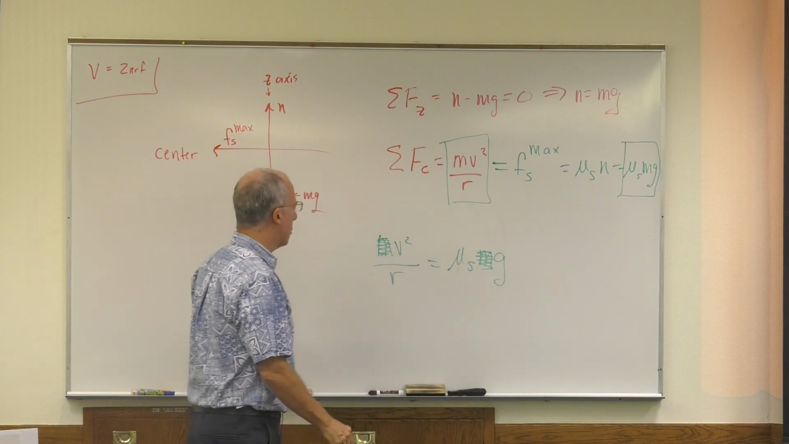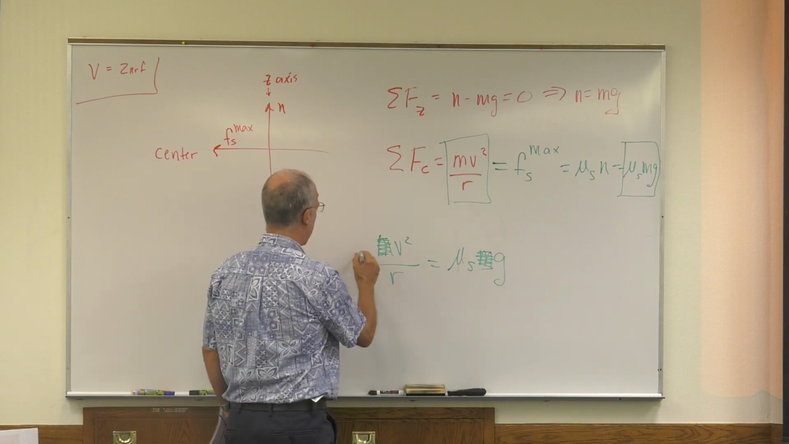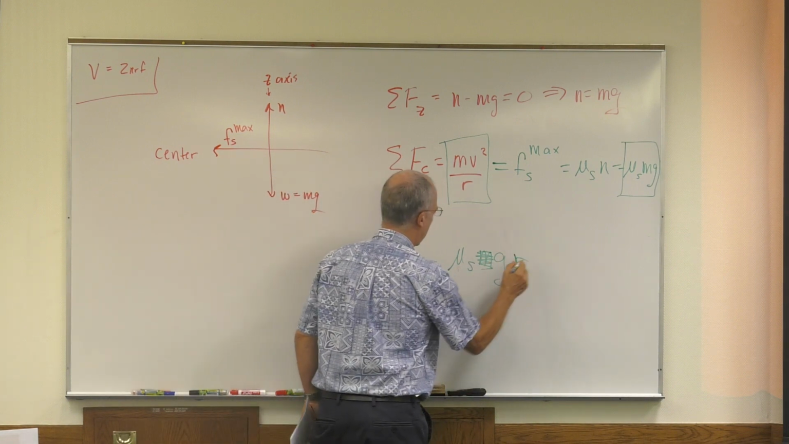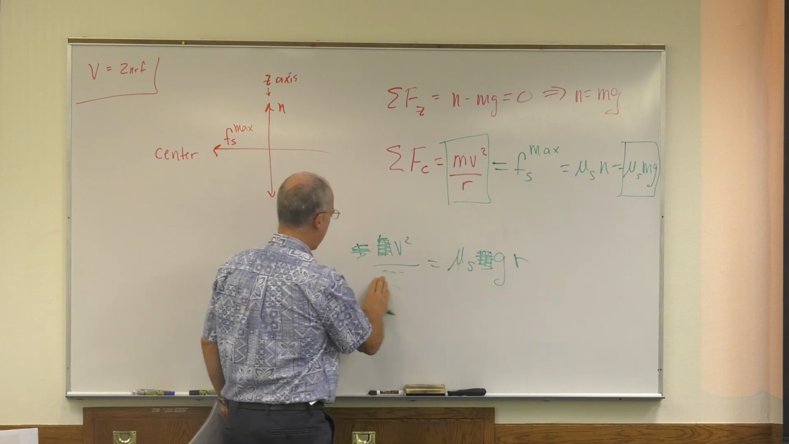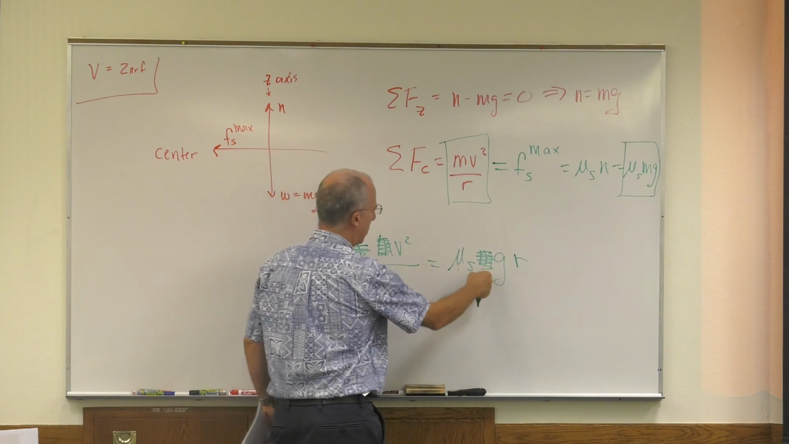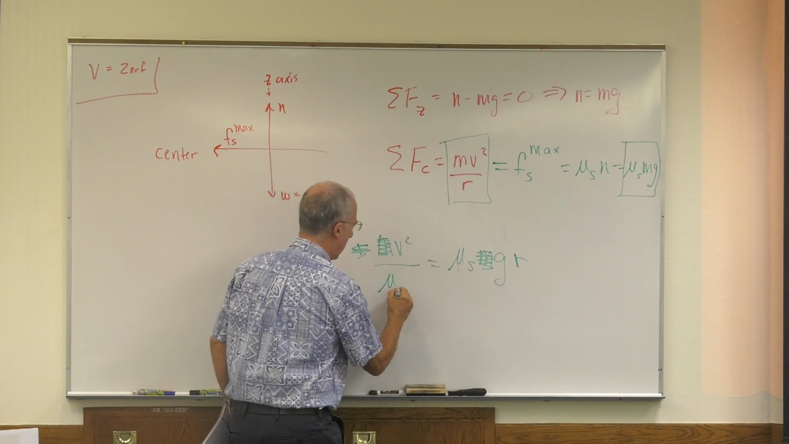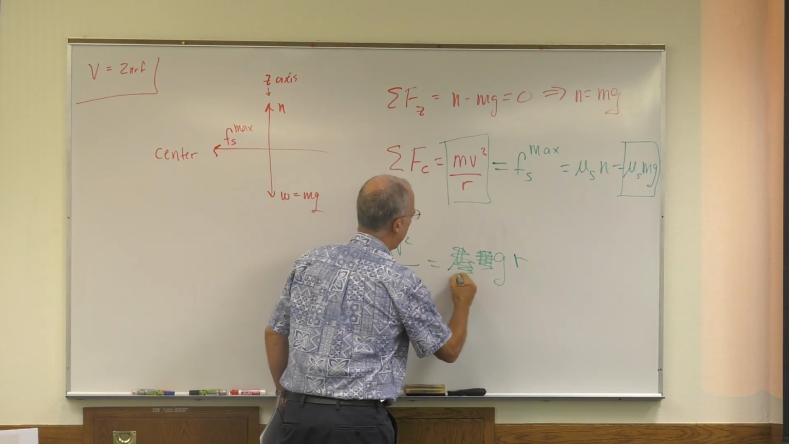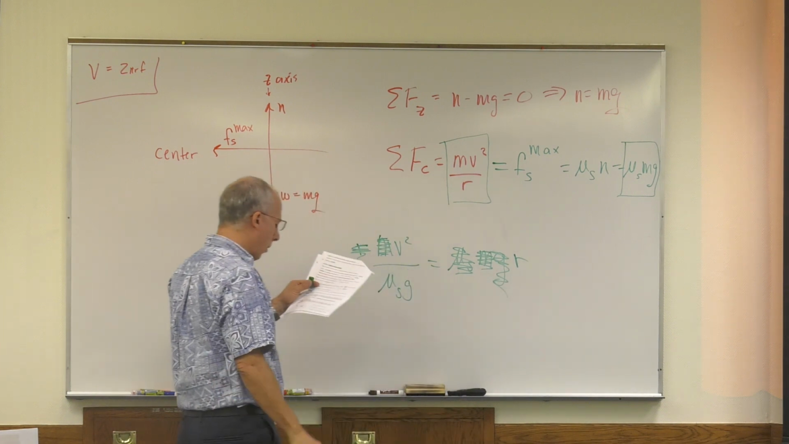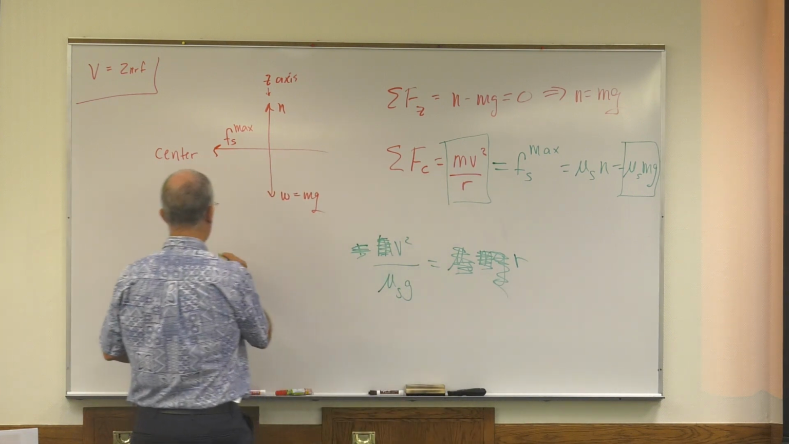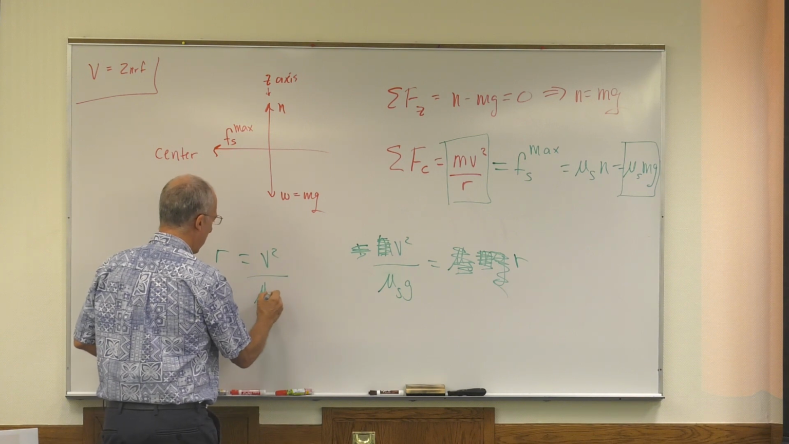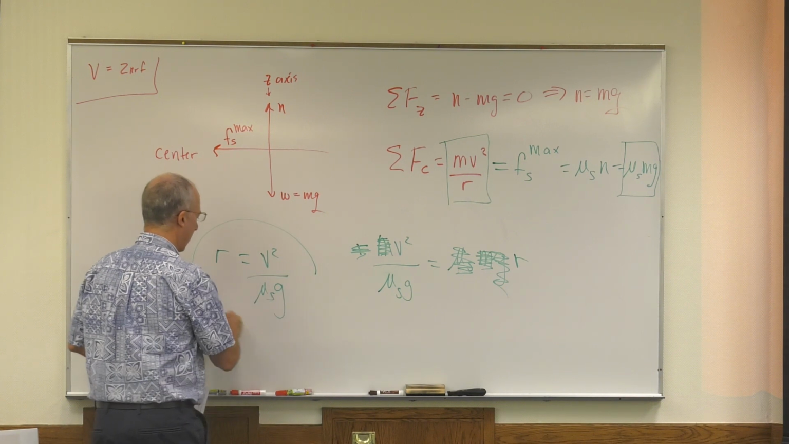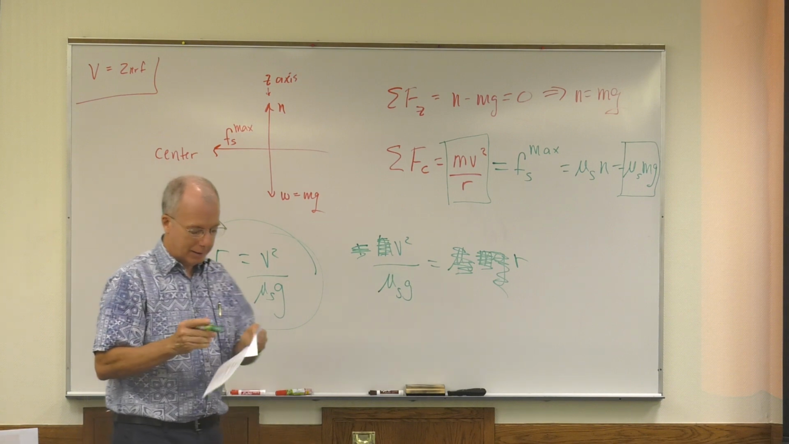Now we want to solve for r, so we multiply both sides by r. Then we divide by mu S g. So there you go. The answer is r equals v squared over mu S g. So that's how you do it.